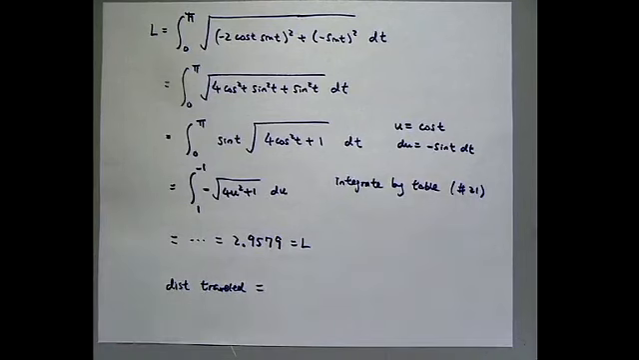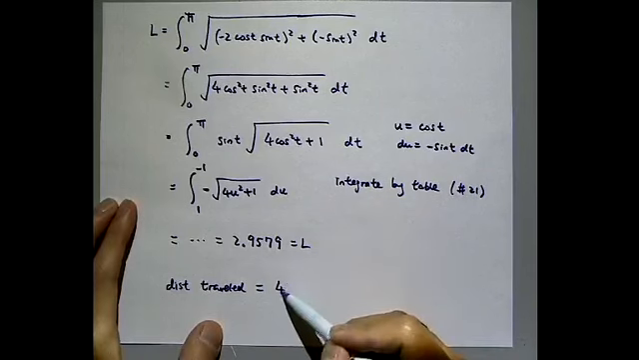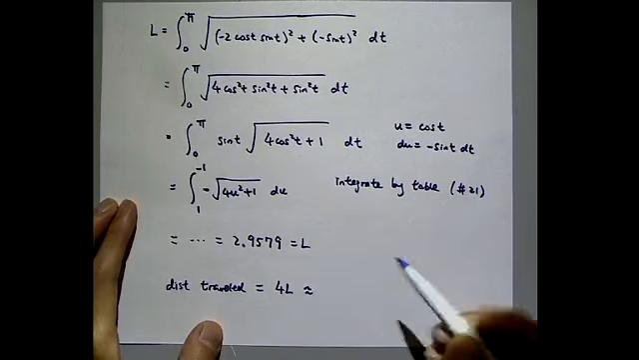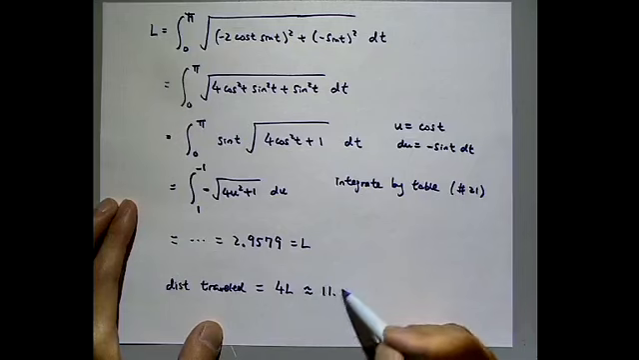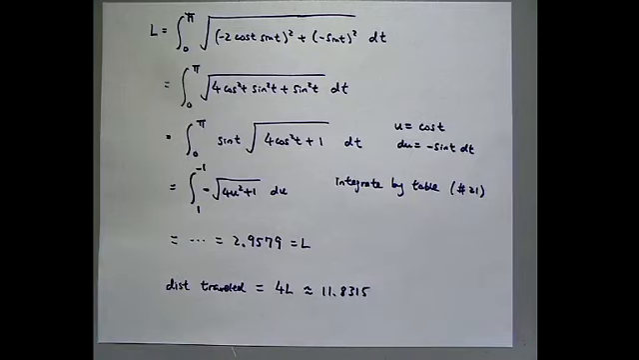Now, how do you find the distance traveled by that object? How many times does it traverse that arc? 4 times, right? So 4 times L, which is roughly 11.8315. So the road is only this long, but it travels on the same road 4 times. So it really travels that much distance.